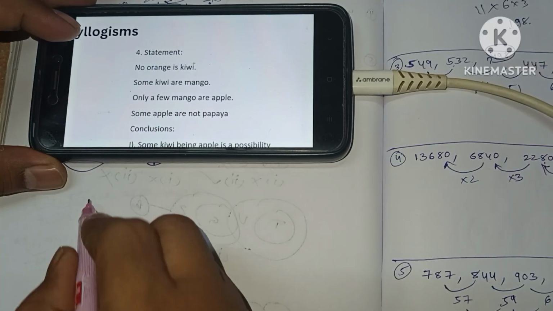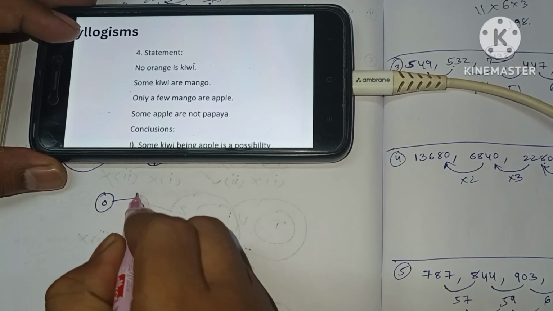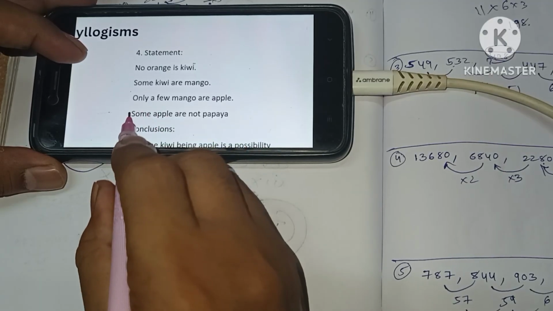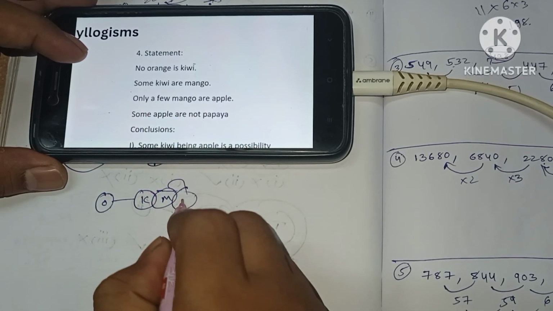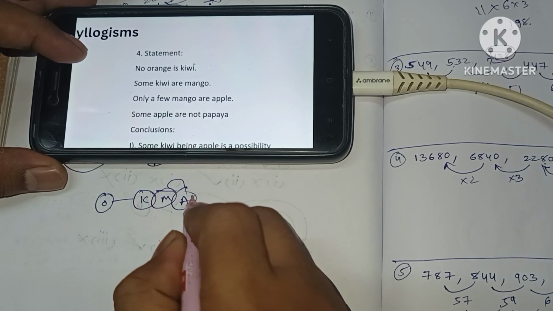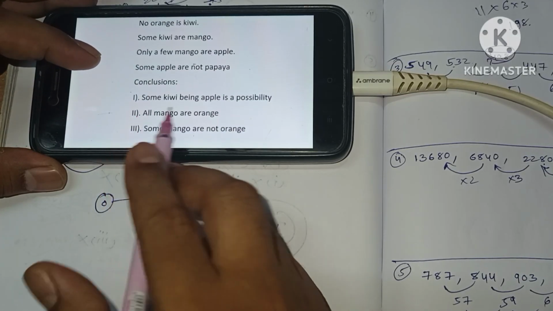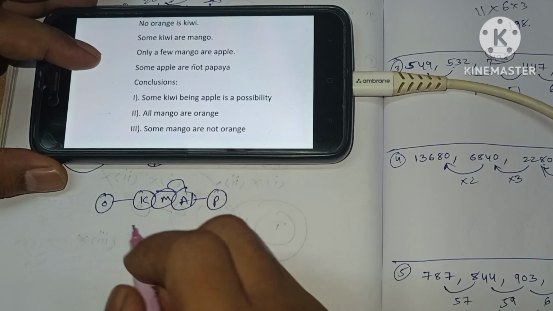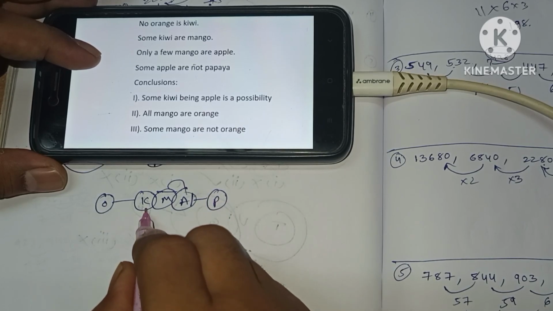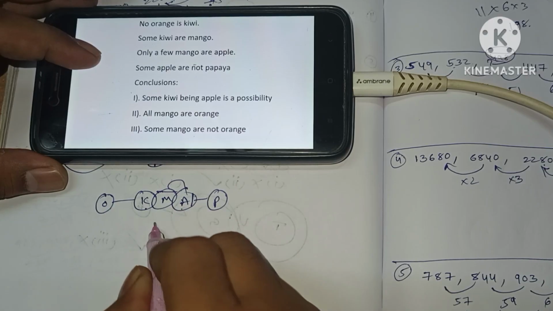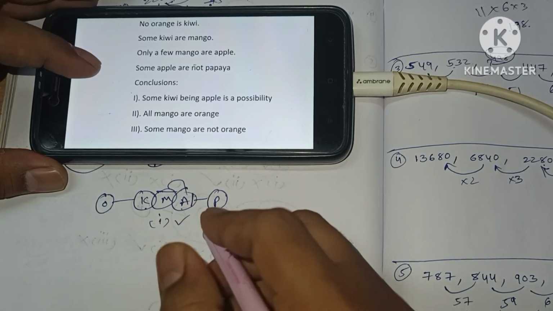No orange is kiwi. Some kiwi are mango. Only a few mango are apple. Some apple are not papaya. Let's see conclusions. Some kiwi being apple is a possibility. Some part of kiwi can share with apple is possible. Yes, it is possible. So our conclusion 1 will be true.